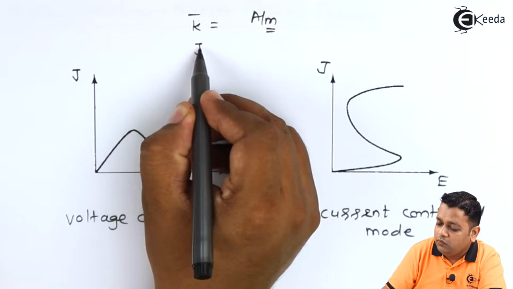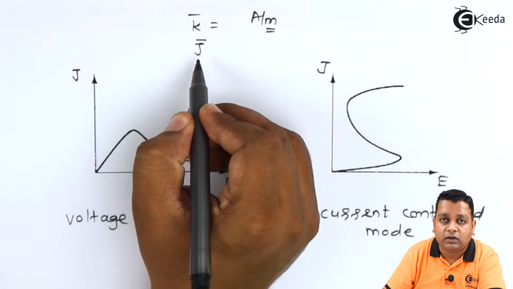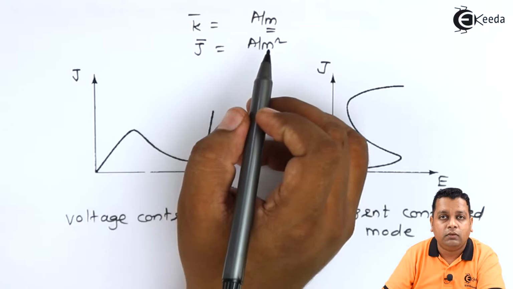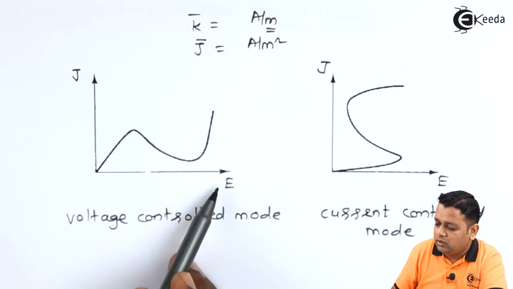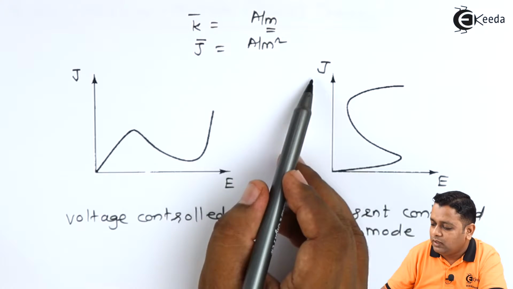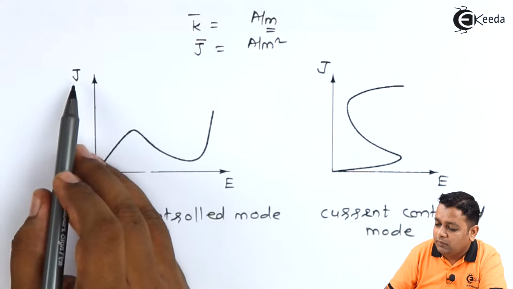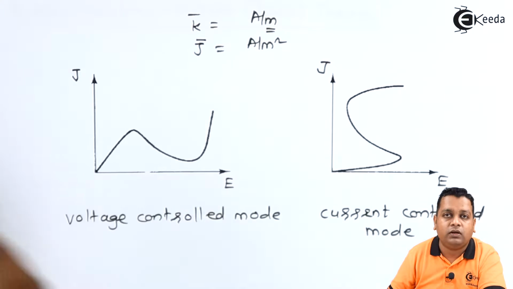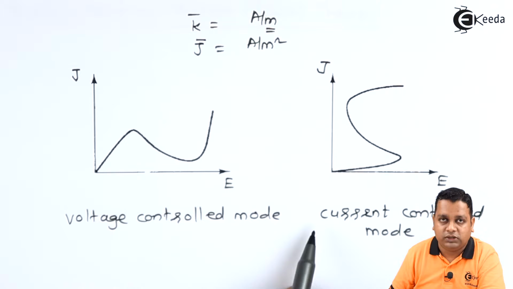On the other hand, we have the cross-sectional current density can be represented in vector form by J bar, measured in terms of ampere per meter square. So here we can say that a JE curve for the voltage control mode of operation, and again JE curve for current control mode, where J represents the cross-sectional current density, E represents the electric field. So this has been for the two modes here.